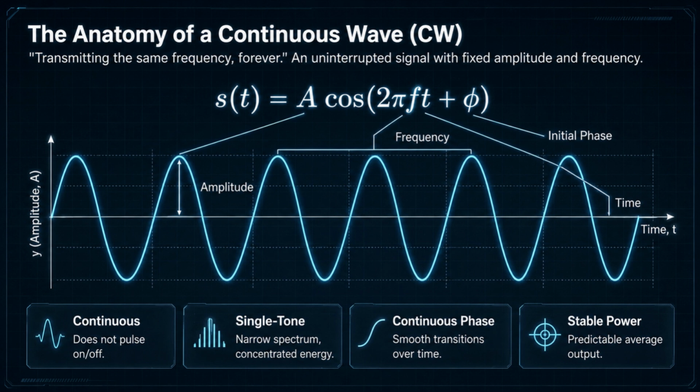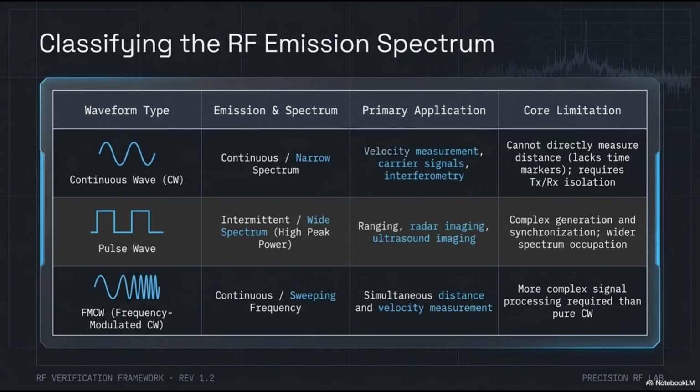So, what is CW? Simply put, CW is a waveform with constant amplitude, fixed frequency, and continuous transmission over time. From a mathematical perspective, it has a single frequency, continuous phase, and stable average power output. Because of these characteristics, CW is one of the most fundamental reference signals for RF calibration, hardware validation, and system measurement.